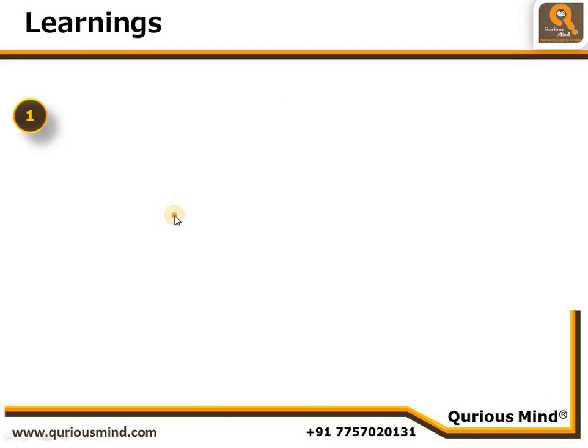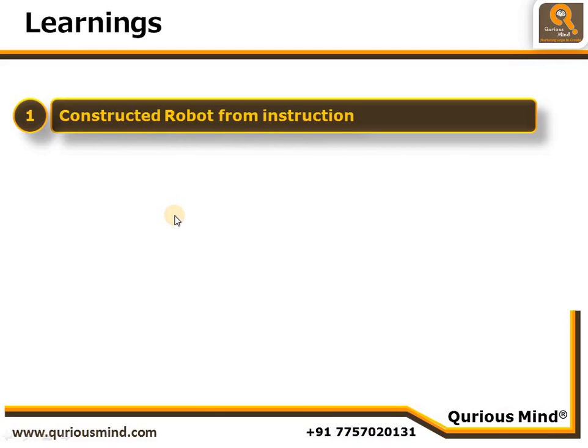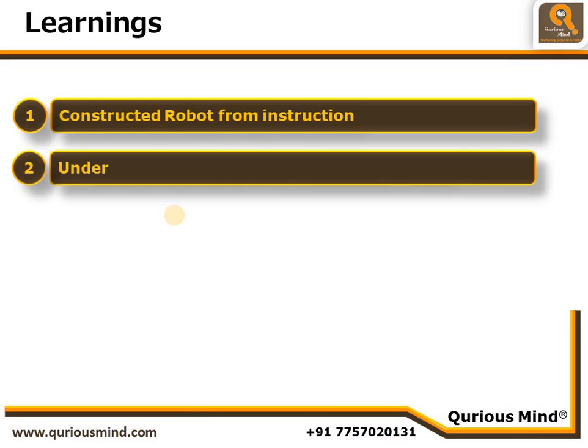What did we do? We constructed robot from the instructions and we understood a deviation of an oscillatory motion. How the oscillatory motion can be further modified to get different motions.